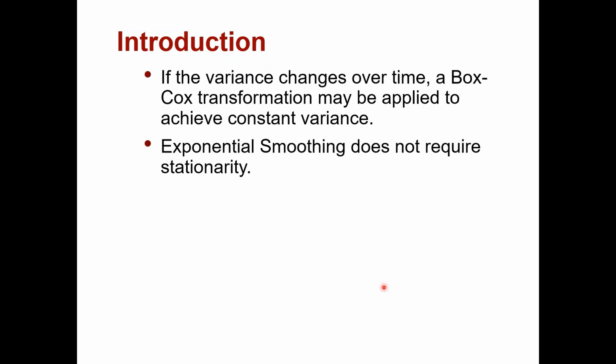If the variance changes over time, then a Box-Cox transformation can be used, and we'll be demonstrating that in this presentation. Exponential smoothing does not require stationarity, so it's more flexible than ARIMA in that way. Both are useful. You can try one, try the other, and look at the statistics, look at the prediction errors, and see which model gives you the better fit.